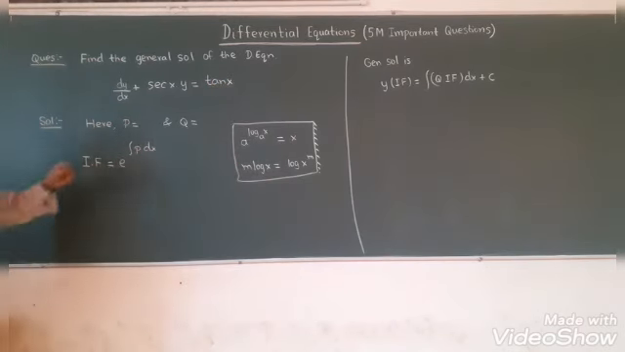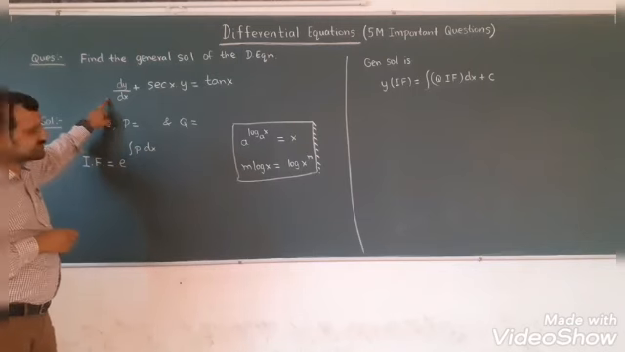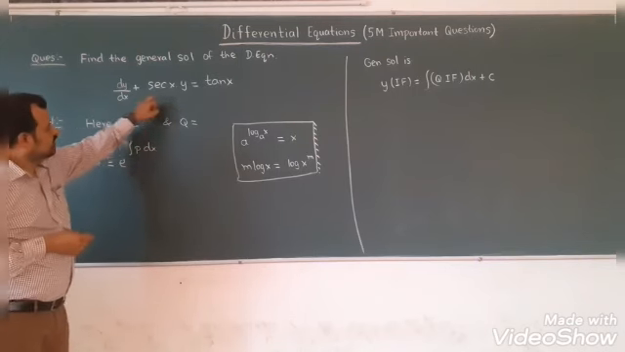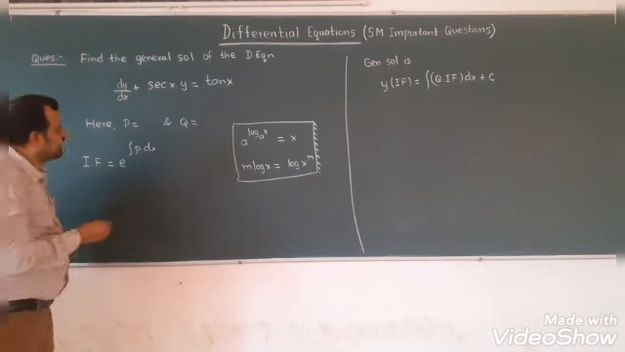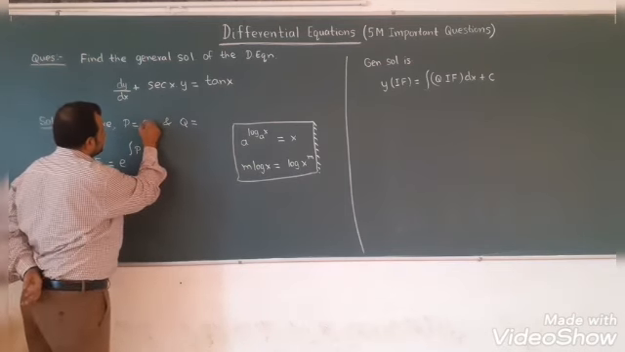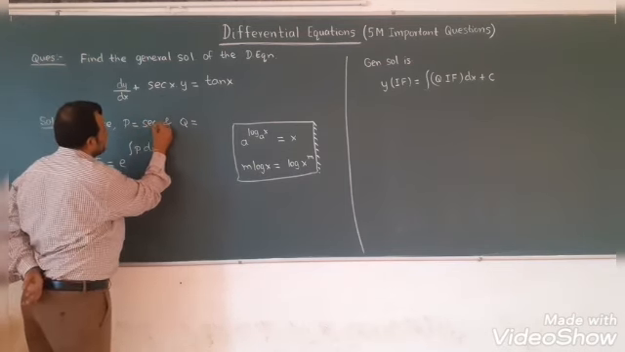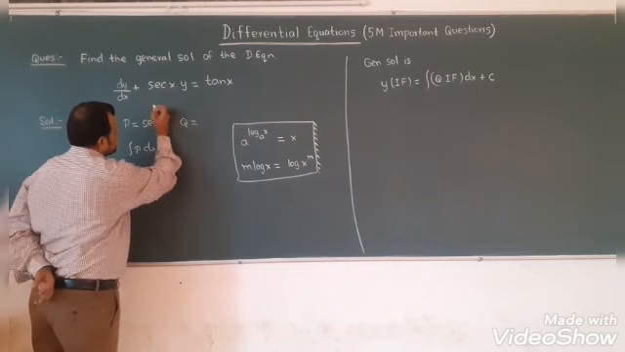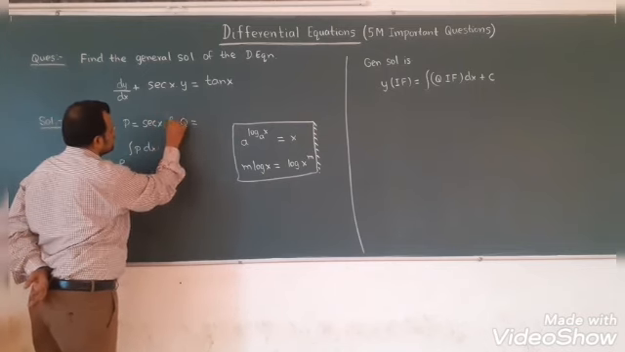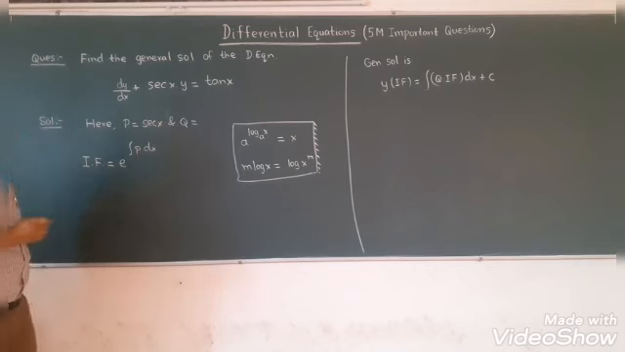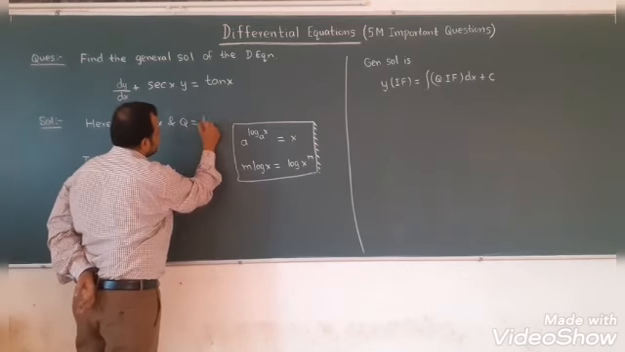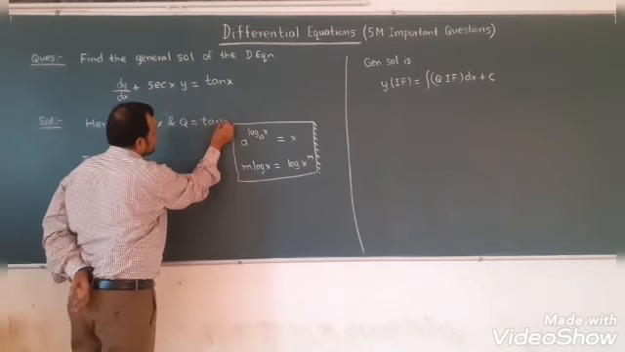Now see here, coefficient of dy by dx is 1, right? And what is coefficient of y here? Coefficient of y is nothing but secant x. Coefficient of y is secant x. Q is nothing but tan x.